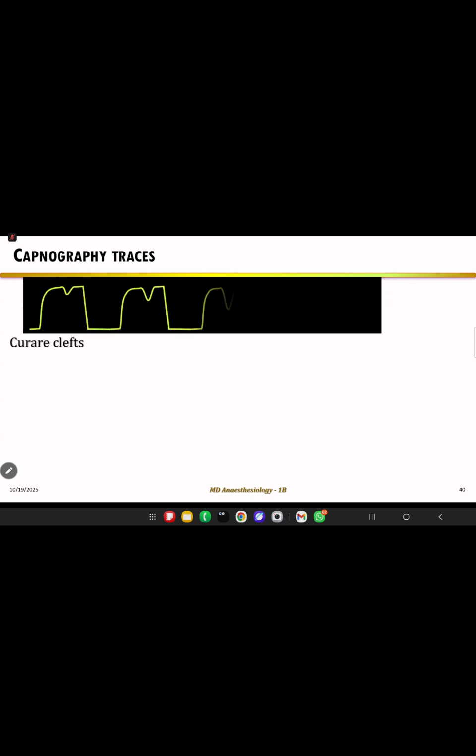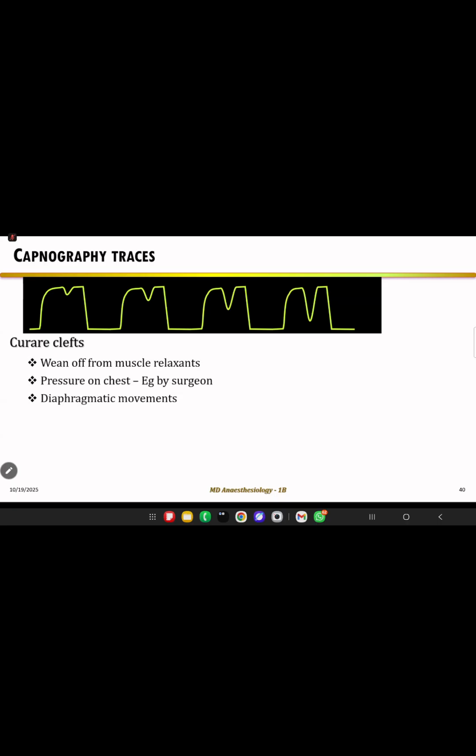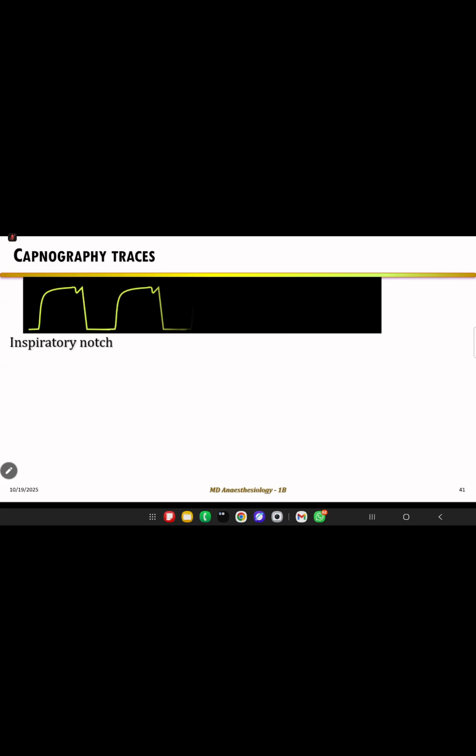Curare cleft. It's from when you are weaning off from the muscle relaxants, or sometimes pressure on the chest by the surgeon, or sometimes diaphragmatic movements also can show this kind of curare cleft. So this is called the inspiratory notch. It can be due to the stuck inspiratory valves. Poor plateau or the shark fin appearance.